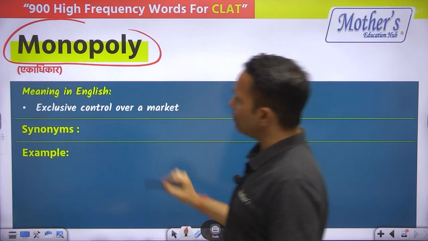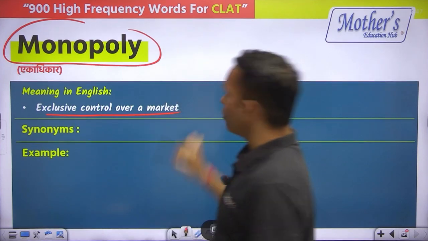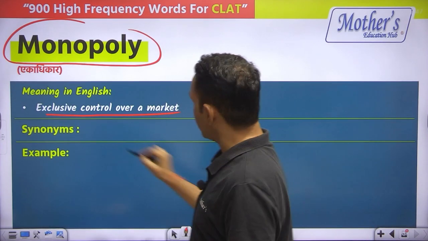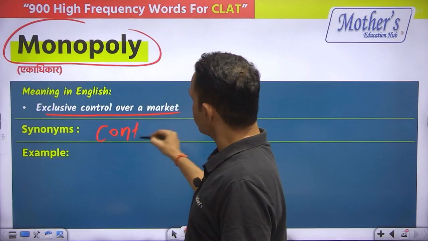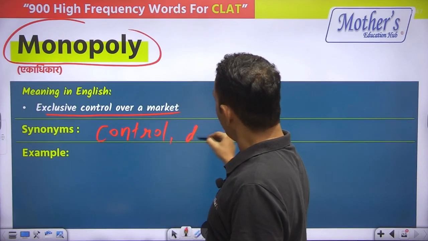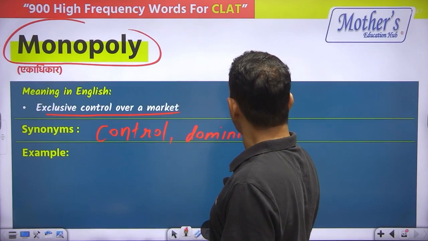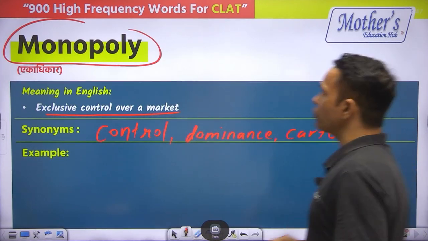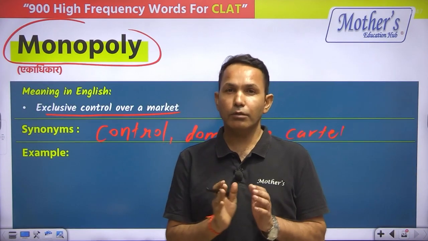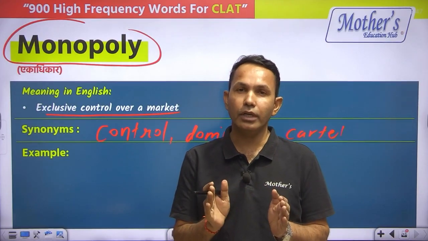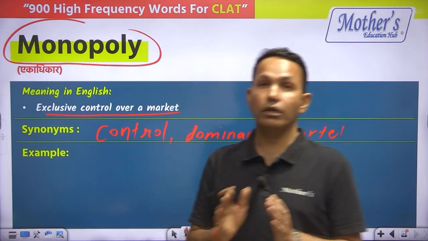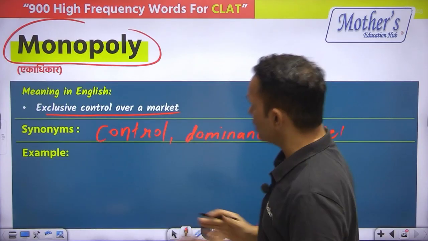Students, monopoly means exclusive control over a market. And similar words are control, dominance, cartel. Let's use monopoly in a sentence. The company has a monopoly on economic goods. Monopoly on like electronic goods, not economic goods, electronic goods.